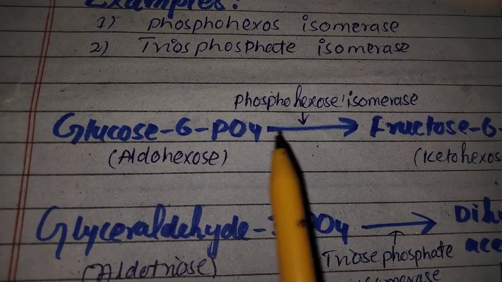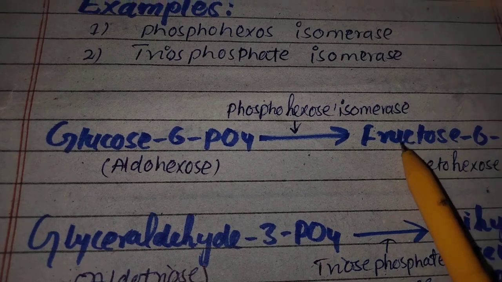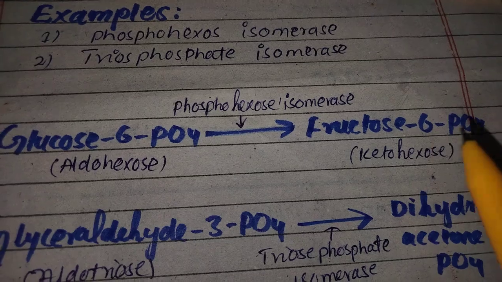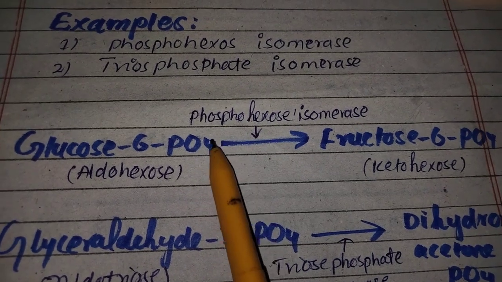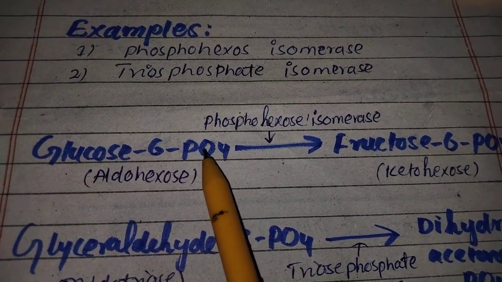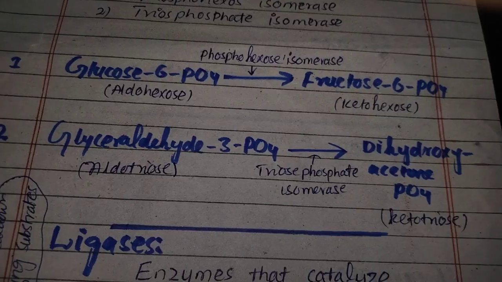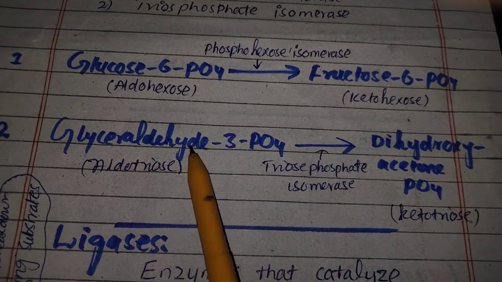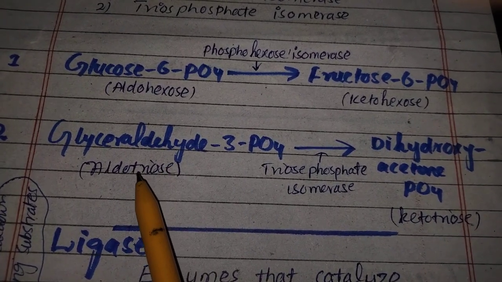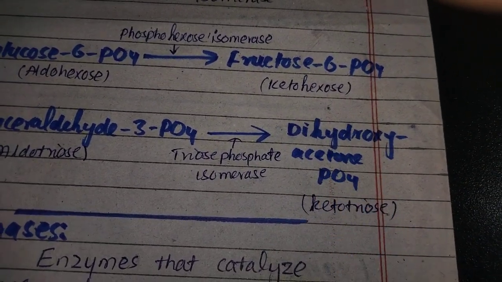Let's see the first example. Here glucose 6-phosphate, that is aldohexose, it is converted into its isomer, that is fructose 6-phosphate, which is a ketohexose. Here we provide the enzyme, that is phosphohexose isomerase. It means 6 carbon containing compound having phosphate, it is converted into its isomer. Next example of glyceraldehyde 3-phosphate. It is a 3 carbon containing aldotriose. It is being converted into its isomer, that is dihydroxyacetone phosphate.